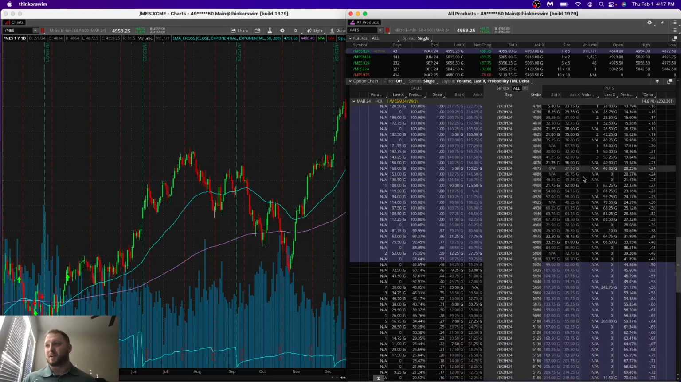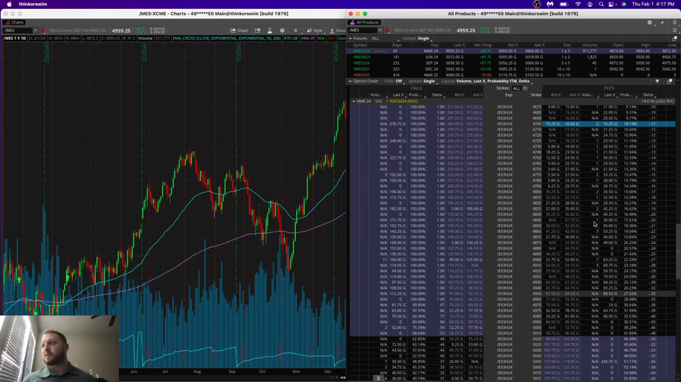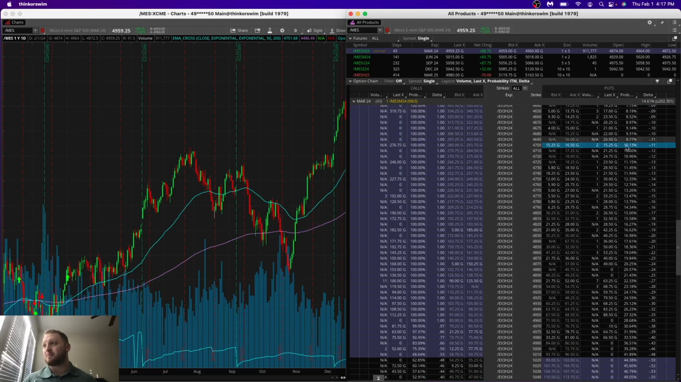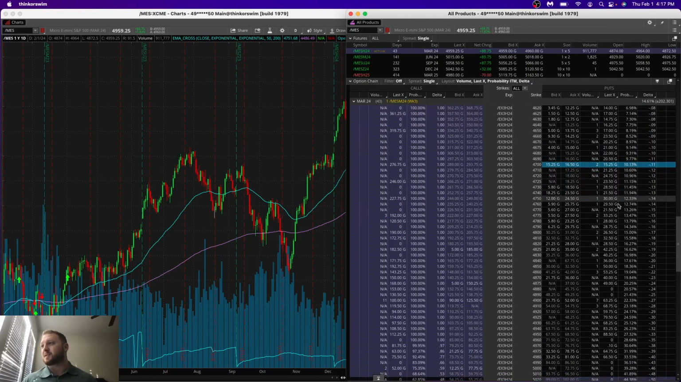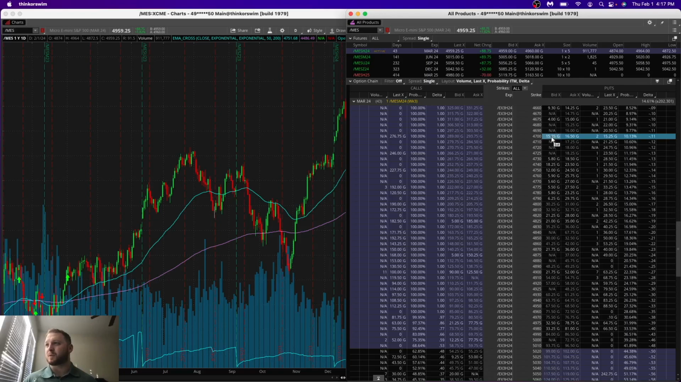If you're used to Robinhood, it's basically just flip-flop. Calls are still on the left, puts are still on the right, but it's just flip-flop. The purple shaded color is in the money, and the black is out of the money. And this is probability of in the money, so I want to make sure I'm staying out here. You guys see I have this one kind of highlighted.